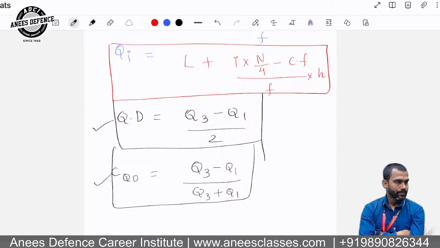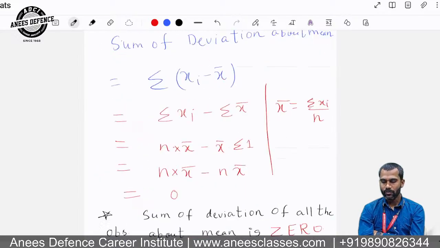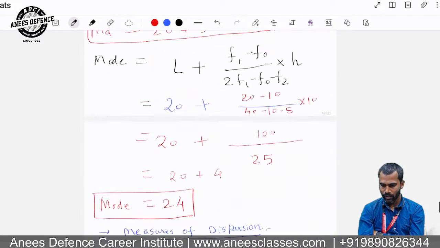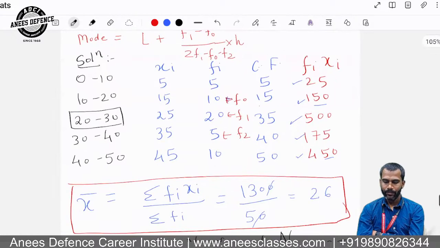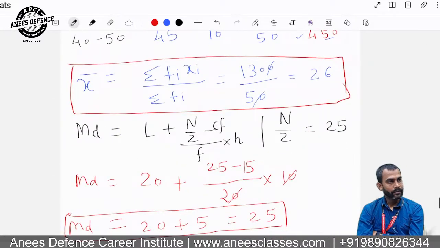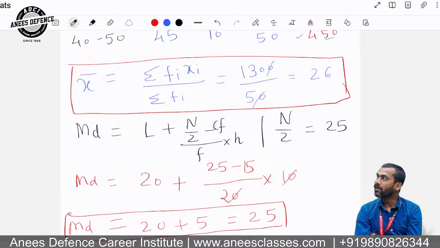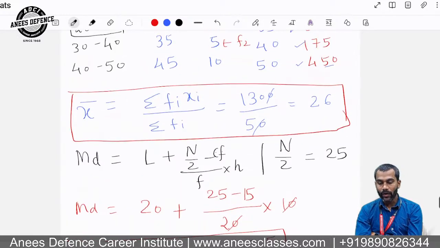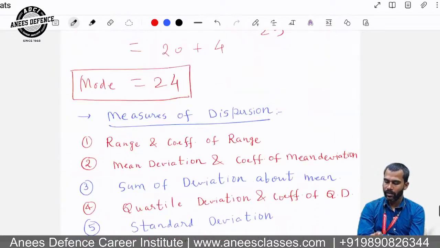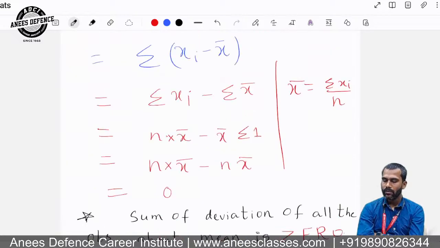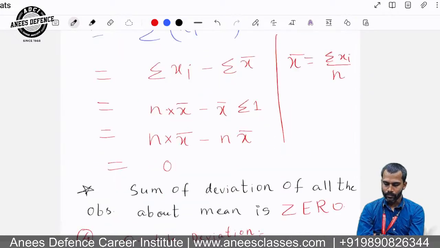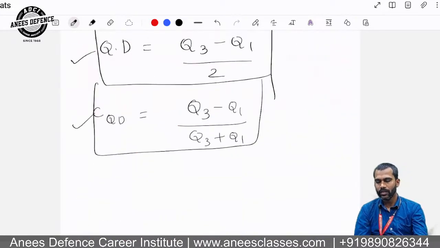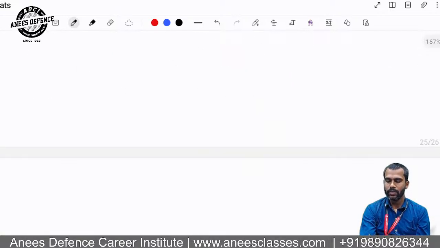Shall we take the same example? Have you noted it down? So this was the example. Let me show you that example. Do you remember? For that we had got the median, this is your Q2, 25. Now try to apply the same formula. Let me draw the table first. Which example are we taking now? Example number 2.